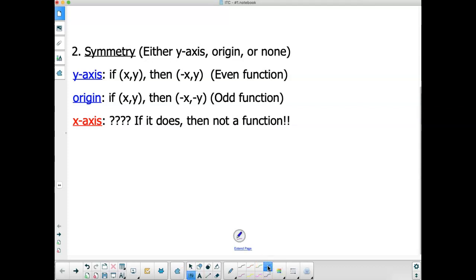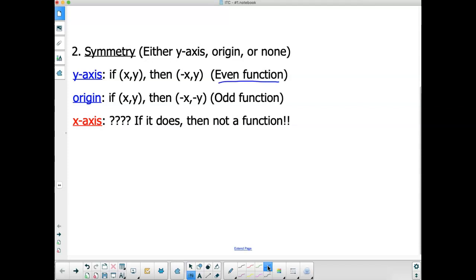Y-axis symmetry, well, what happens is it's an even function. Well, what does that mean? That means if I'm looking at a graph and I completely cut the graph in half right on the y-axis and I fold it over, the left side will lay perfectly on top of the right side. That is y-axis symmetry. If that ever happens in a graph, okay, it's an even function.